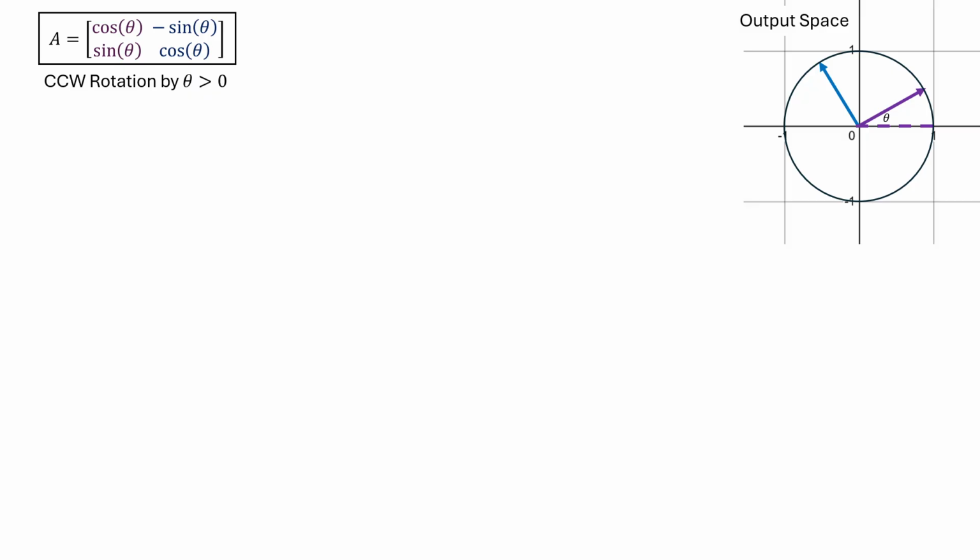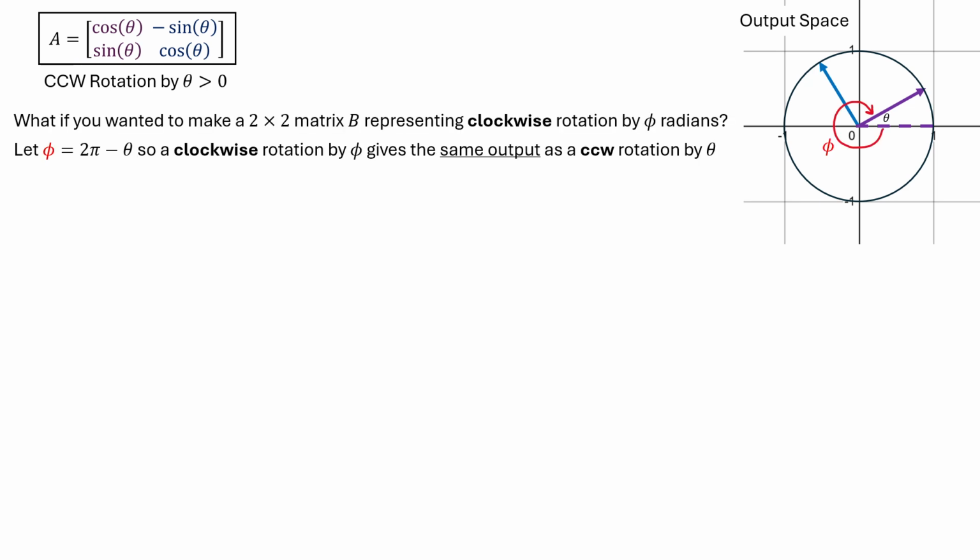Now that we have a formula for counterclockwise rotation, what happens if we'd like to go the other way? Let's figure it out and build our matrix for clockwise rotation. Imagine we want to rotate clockwise by an angle phi. Geometrically, rotating clockwise by phi lands us in the exact same spot as rotating counterclockwise by angle 2 pi minus phi. So a rotation by 2 pi minus theta is the same as rotation in the other direction by theta.